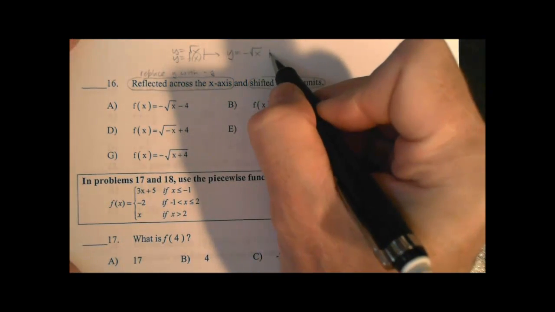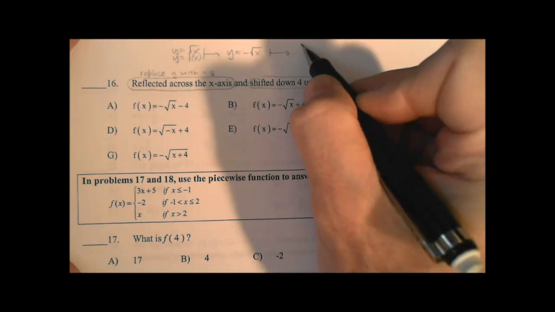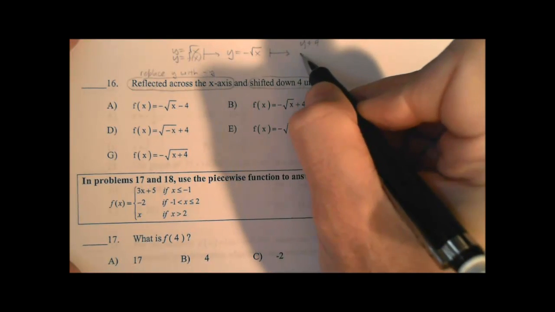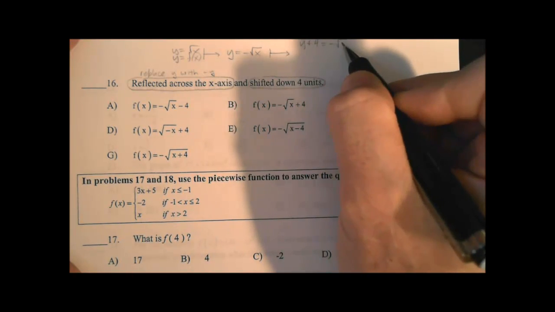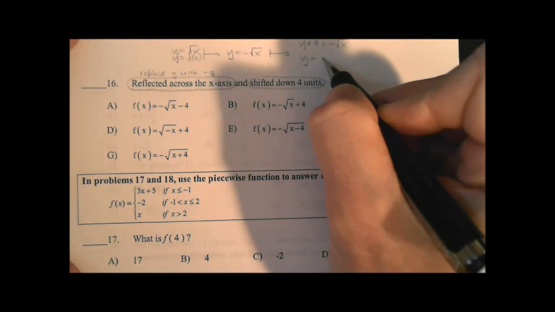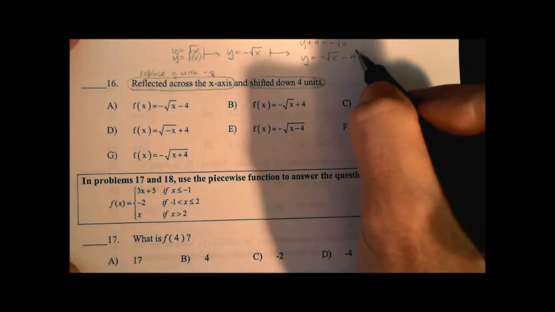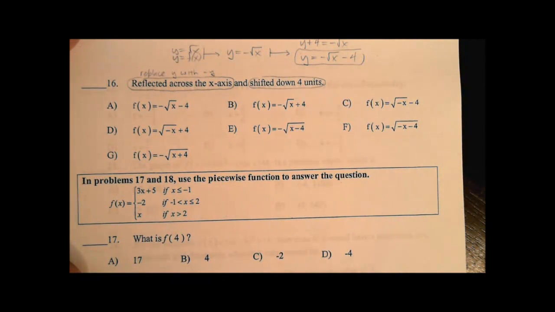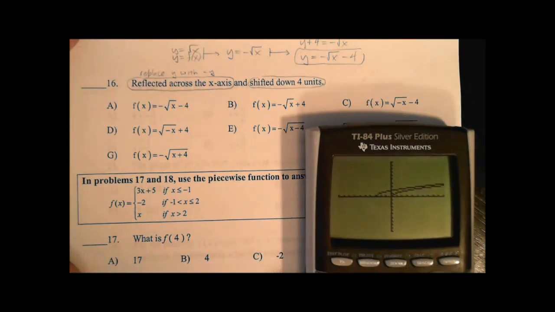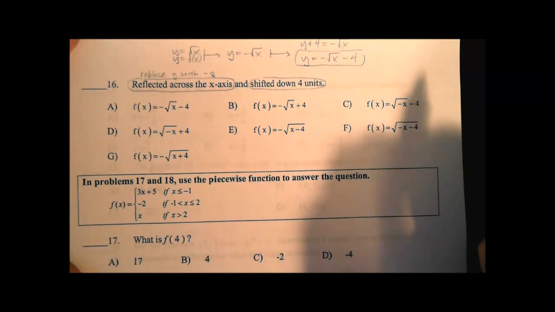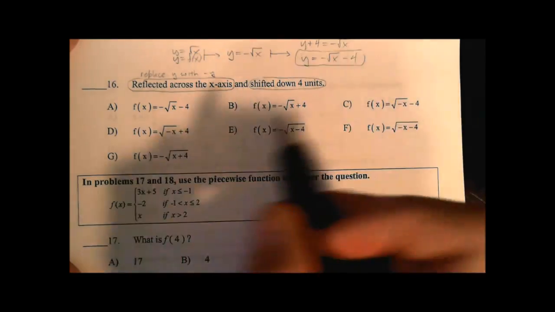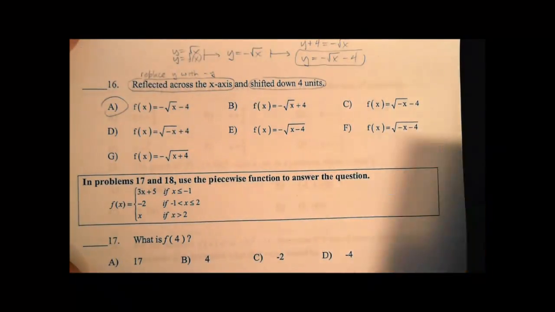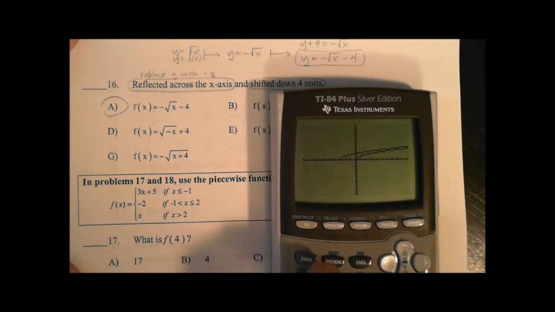And for this, we can replace y by y plus 4, or we can simply subtract 4 units from the previous y value. And so we get minus root of x minus 4. And let's check each of these in turn. And the correct answer for this would be minus root of x minus 4. There we go, A. Let's check that this does match.